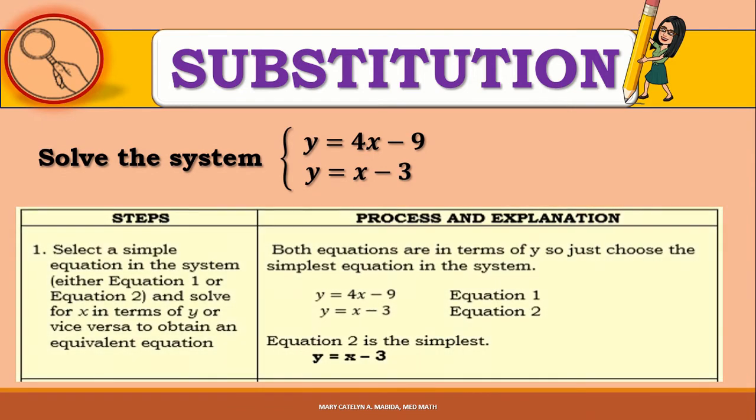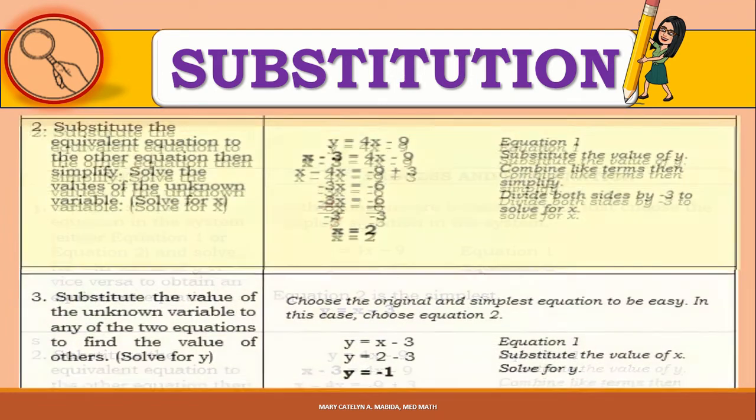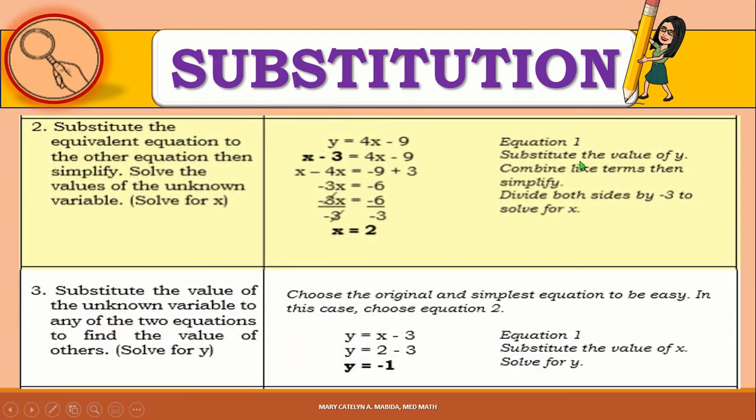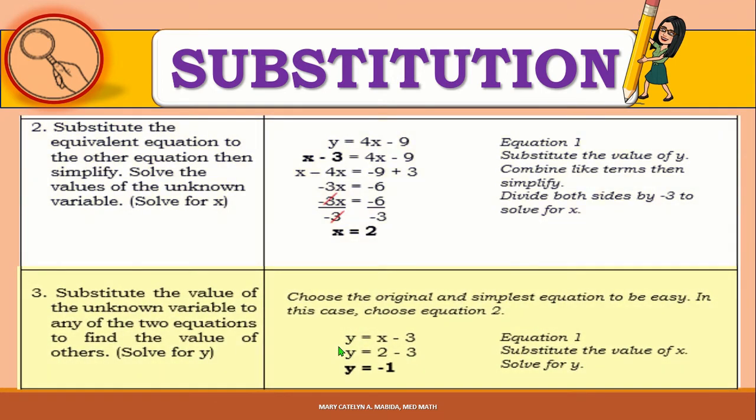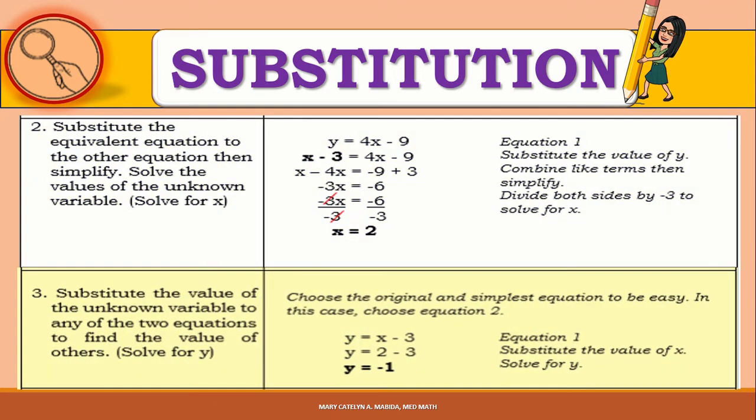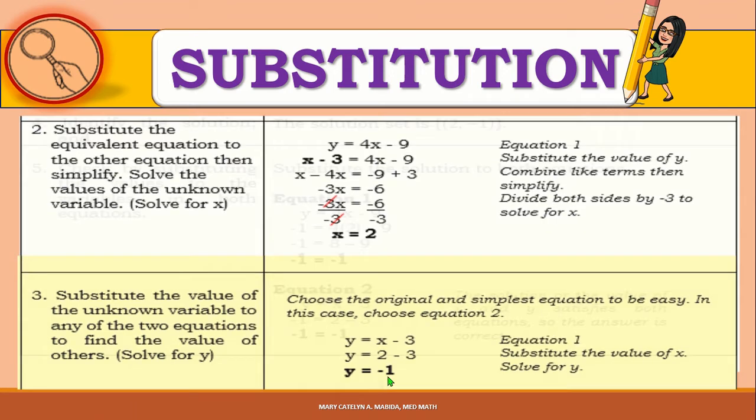Another example. Both equations are in terms of y, so just choose the simplest equation in the system. In this case, we choose y is equal to x minus 3. And then, we substitute the value of y, which is x minus 3. Combining like terms, then simplifying, we get x is equal to 2, and then we choose the original and simplest equation to be easy. In this case, it's going to be y is equal to x minus 3. Substituting the value of x, which is 2, we get y is equal to negative 1.